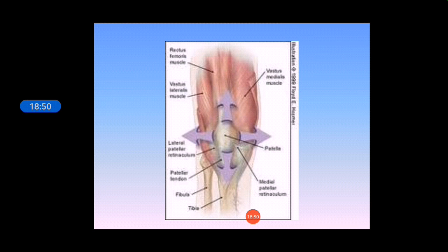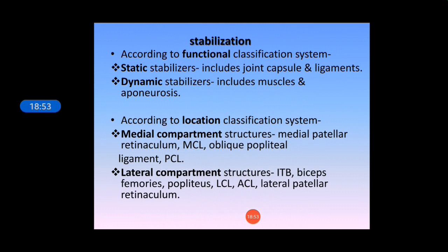Now let us see the joint stabilizers. According to the functional classification system, we have static stabilizers and dynamic stabilizers. Static stabilizers include the joint capsule and ligaments. Dynamic stabilizers include muscles and the aponeurosis. When we talk about the anterior posterior and hyperextension stabilizers, we see the anterior cruciate ligament, iliotibial band, hamstrings, soleus, and gluteus maximus, which limit anterior tibial translation. We have the posterior cruciate ligament, meniscofemoral ligaments, quadriceps, popliteus muscle, and medial and lateral heads of gastrocnemius, which limit the posterior tibial translation.